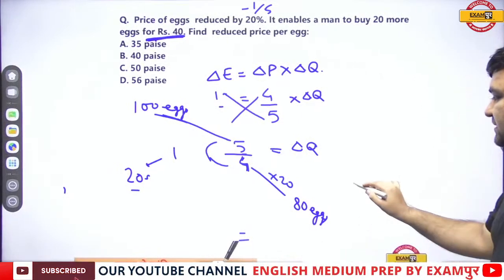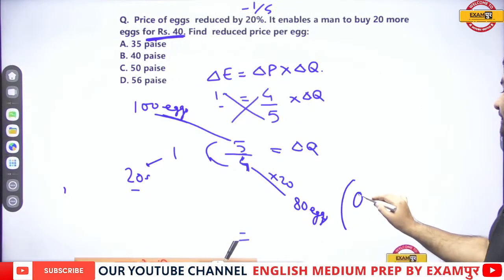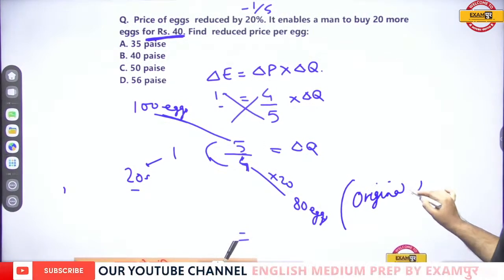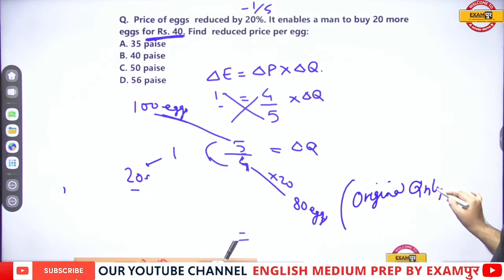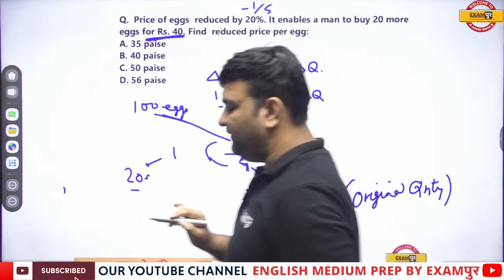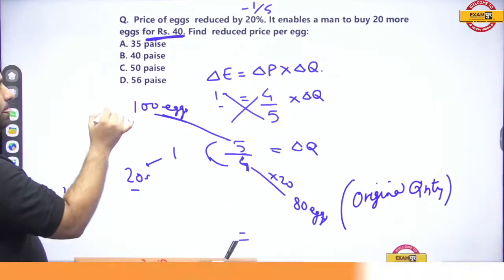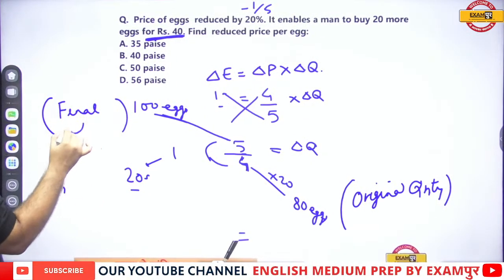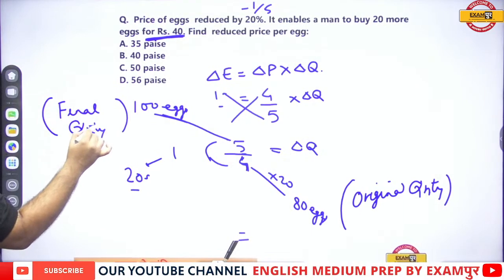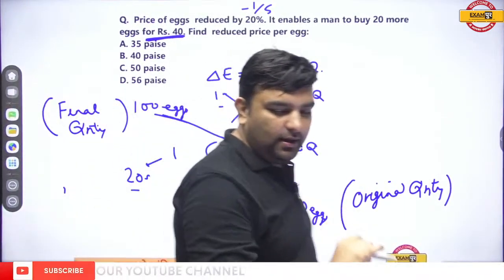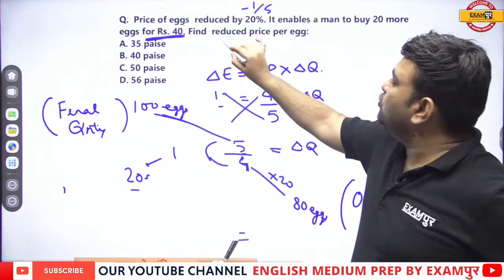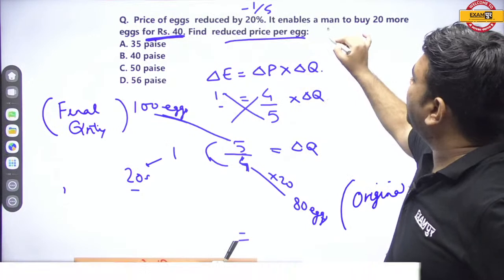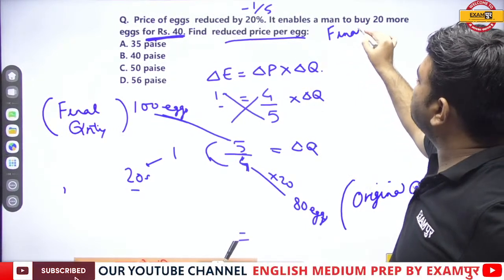This we will call the original quantity, and this we will call the final quantity. 100 eggs. What are they asking? They are asking the reduced price per egg. Reduced price means final price. They are asking the final price.